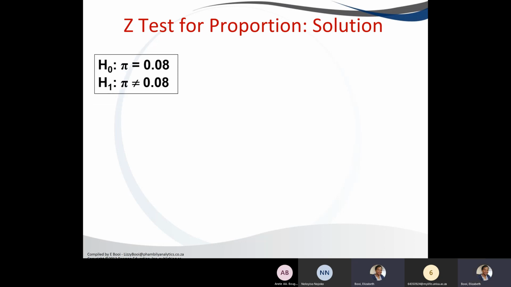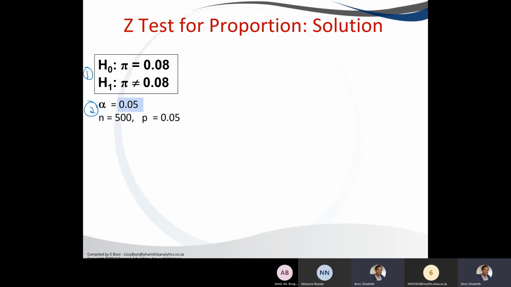We state the null hypothesis and the alternative. The population proportion is 8%, so it's 0.08. The alternative will state that it is not equal. Therefore, we're doing a two-tailed test. That was step number 1. Step number 2, state what we are given.